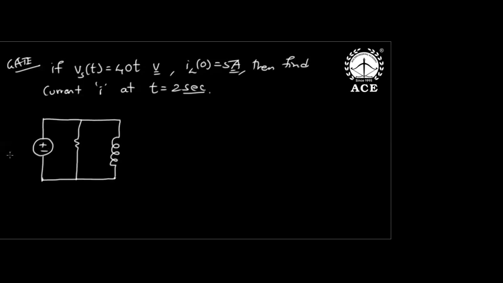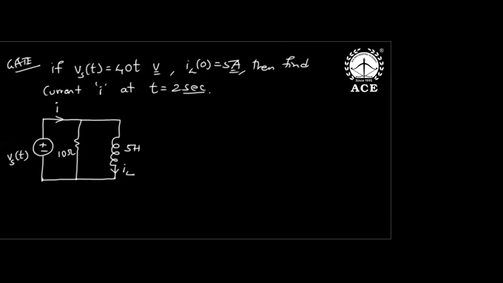Now this is Vs of t, and this is 10 ohms, and this is 5 Henry. Then the current is asked at t equal to 2, and this is given as IL.